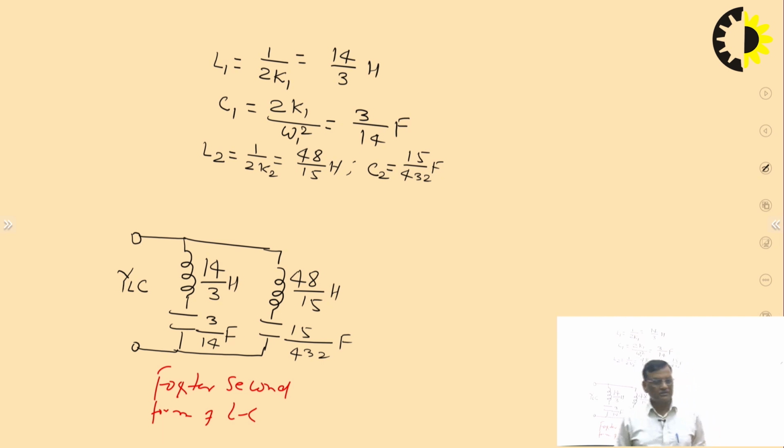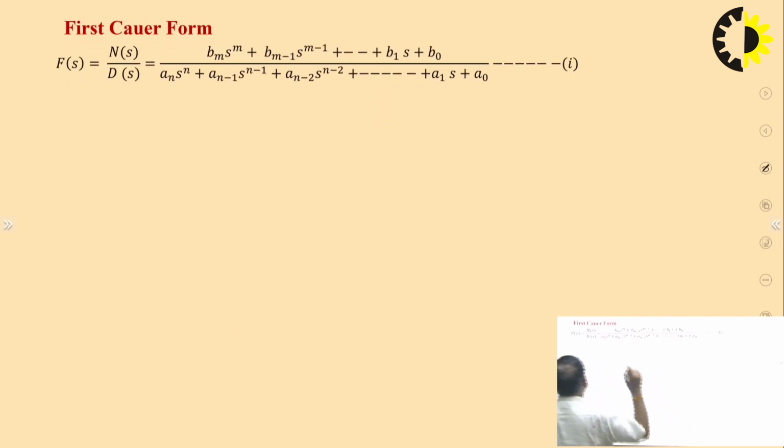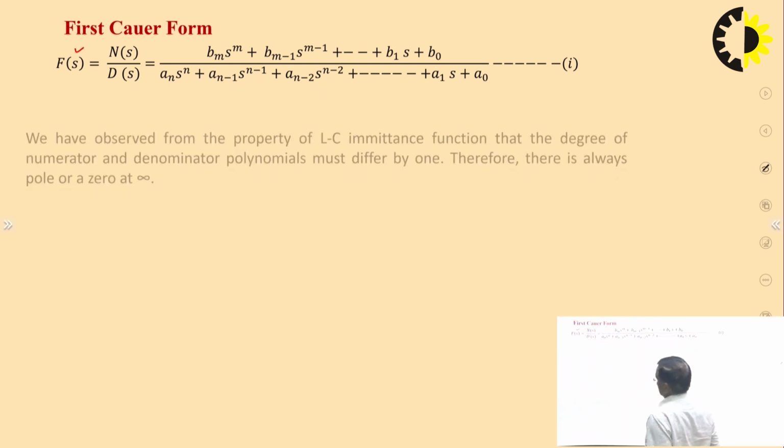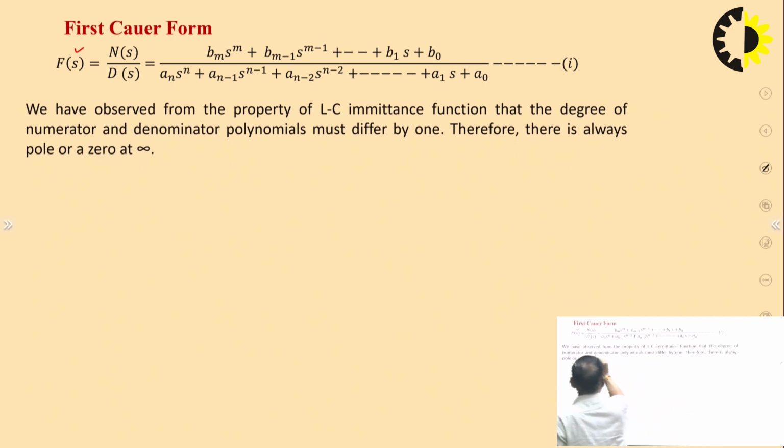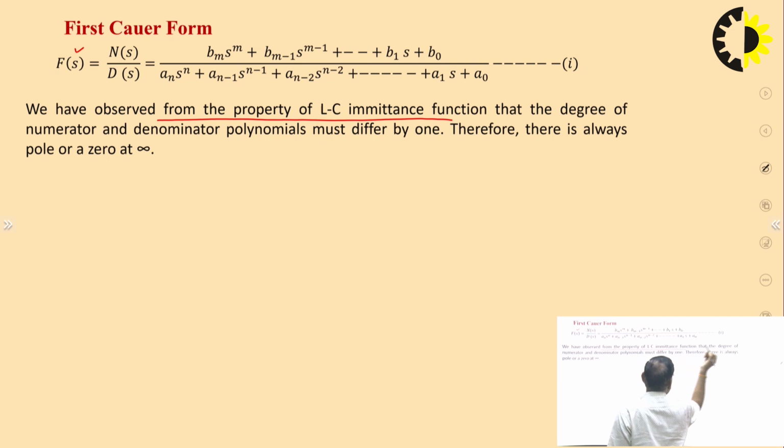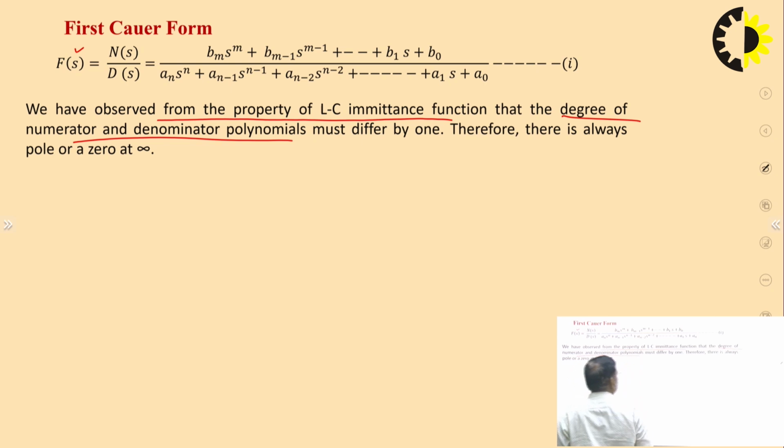Today I am going to discuss the Cauer forms. So, this is your given network function F(s) in the form of polynomials. We can see that from the property of LC immittance function, the degree of numerator and denominator polynomials must differ by 1. It means it is the ratio of odd polynomials to even polynomials or even polynomials to odd polynomials. So, m minus n is always 1.